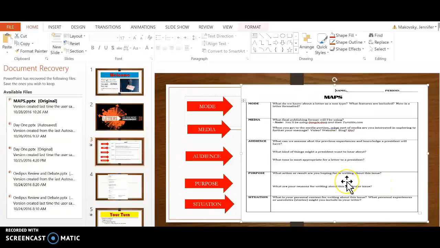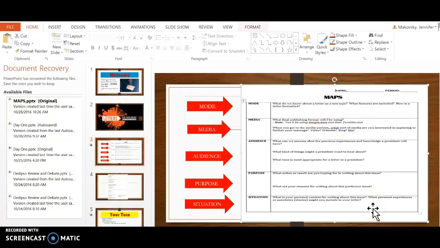Purpose, what action or result are you hoping for in writing about this issue? Okay, which you probably stated that already on one of the other forms, but just to keep that in mind, it's really good to keep that end in mind. What are your reasons for writing about this particular issue? And you did mention that on some of the previous assignments. Again, I just want you to continue to keep the reason why you're doing it in mind. That always helps with the motivating factor. And then the last thing is situation.